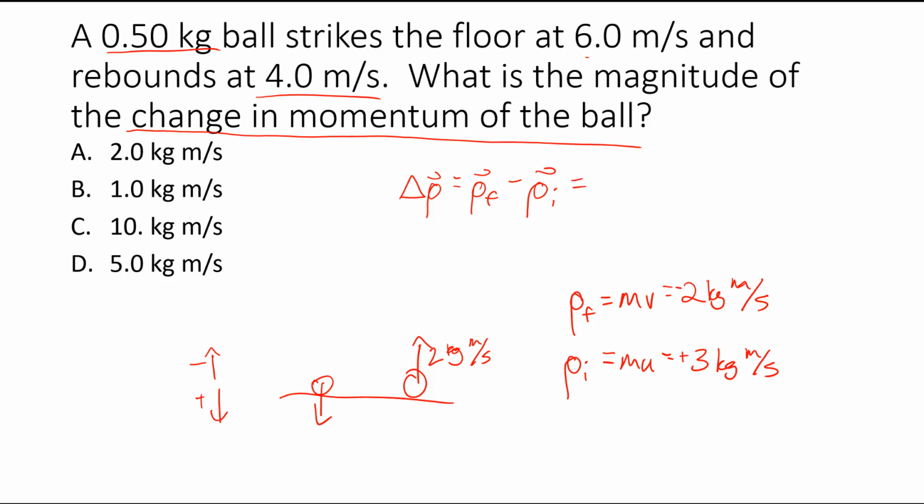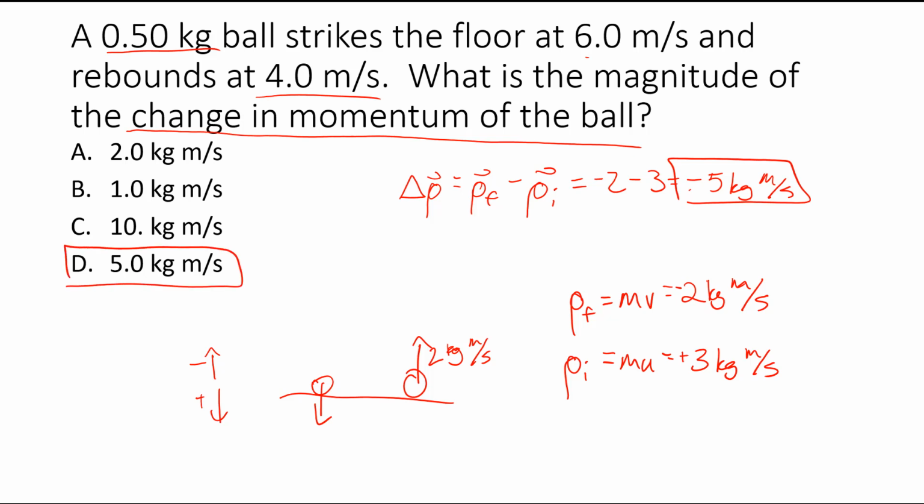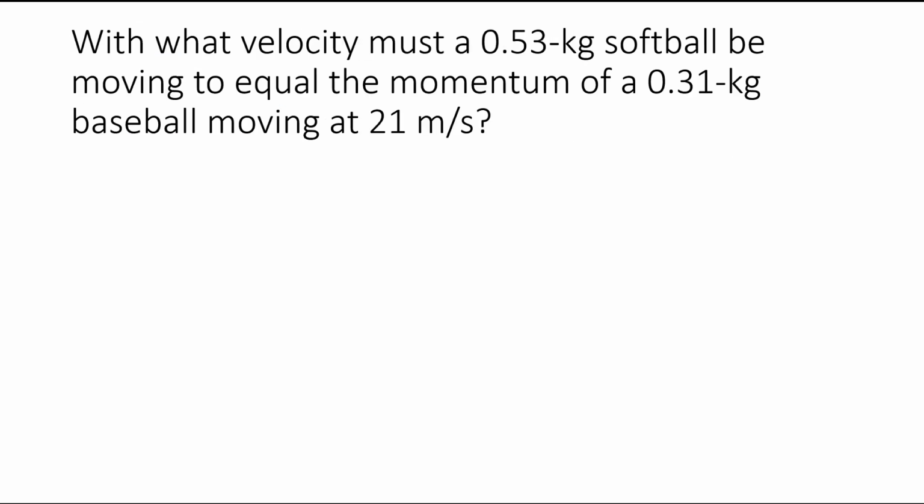Now I can plug into the equation and see that my change is going to be, well, final was negative 2 minus my initial, which was 3. My change was negative 5 kilogram meters per second. Is that an option? Well, it's asking for the magnitude, so that would be the absolute value. 5 is my answer. So especially when we're talking about changes in momentum, taking into account direction is very important. If we didn't take into account those negative signs, we would have gotten the wrong answer.